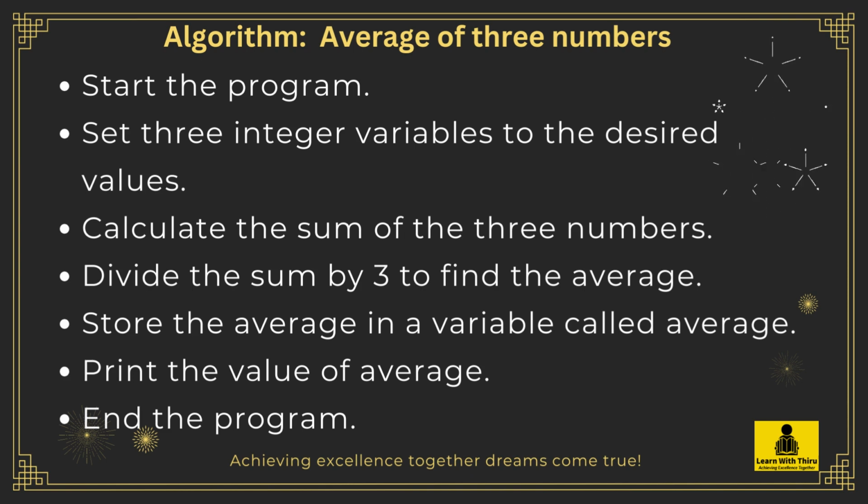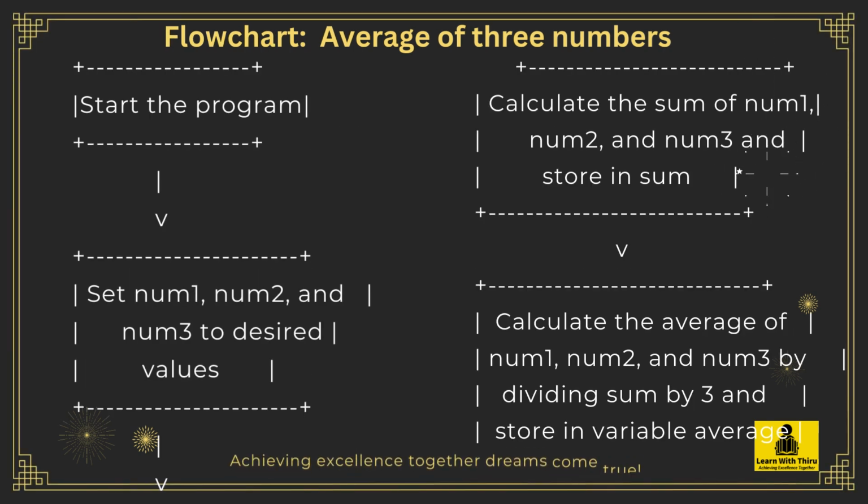Store the average in a variable called average. Print the value of average. End the program. Flowchart. Average of three numbers.